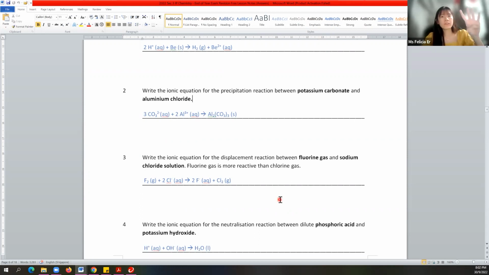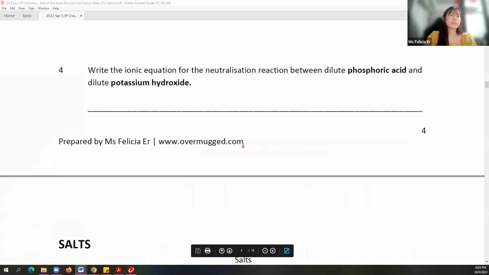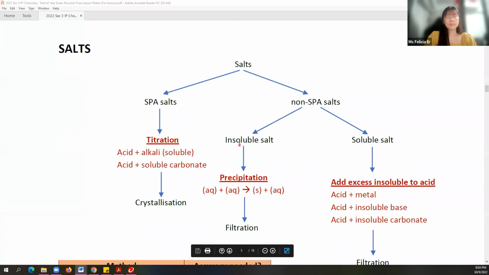5, 4, 3, 2, 1. Okay, moving on. Okay, so now to the next section on salts. So as mentioned, I won't teach the entire chapter. Yeah, so I'll only focus on the difficult parts.